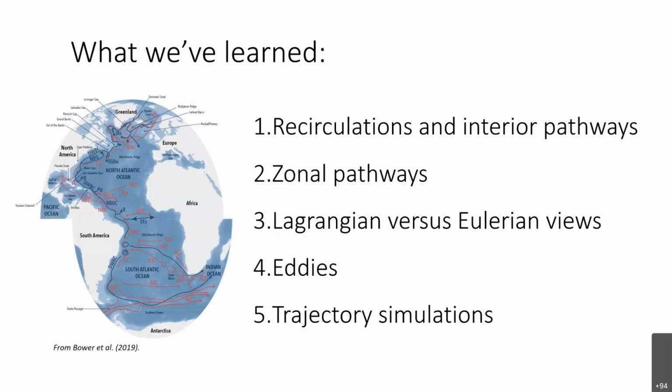The first is that the Lagrangian viewpoint in particular helps to illustrate recirculations and interior pathways. The floats, and floats in the simulated trajectories, clearly trace out recirculations and interior pathways of AMOC components, and those recirculations slow down the meridional progression of these water masses because they're circulating for a while before they continue on their meridional journey.